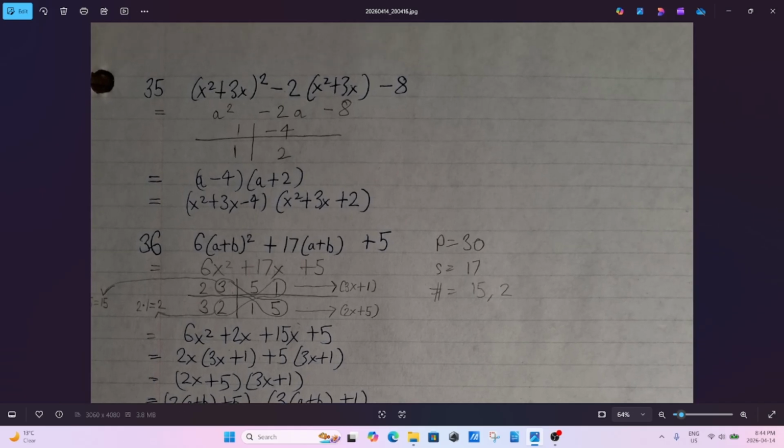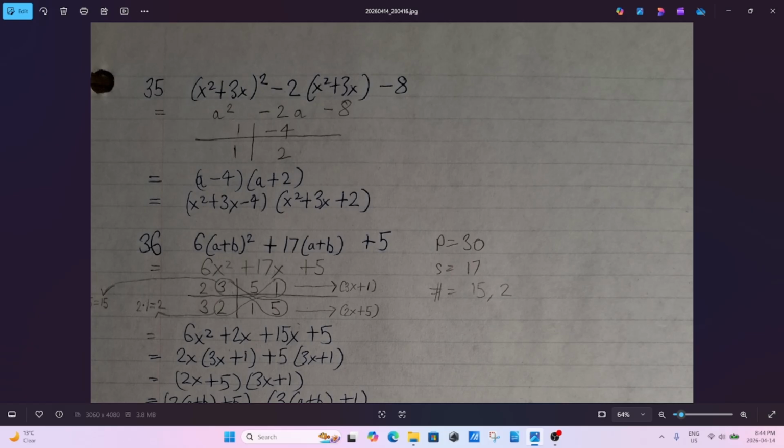Question 35. (x squared plus 3x) squared minus 2 times (x squared plus 3x) minus 8. We let the complicated terms be a. So x squared plus 3x be a. Then we say, well, it's just 1 and 1 for the first term, and the last term, that's just negative 4 times 2, right? And we add them, it becomes negative 2. So we just get (a minus 4) and (a plus 2), and we substitute back in the variable for a.